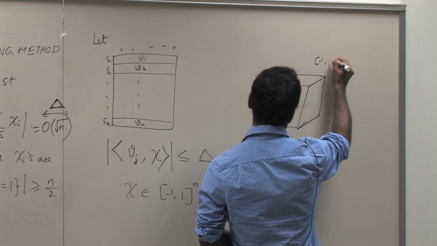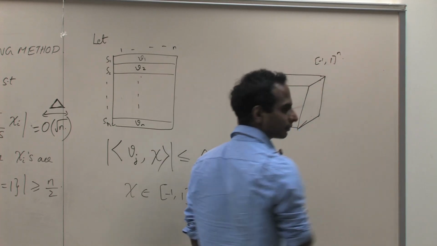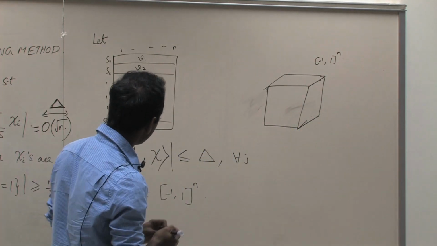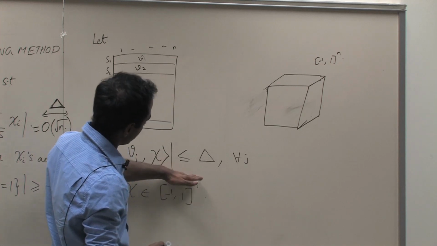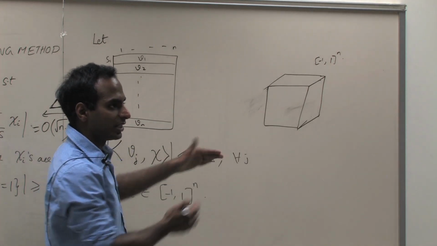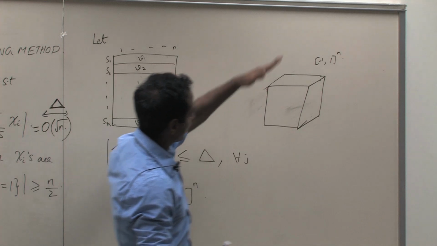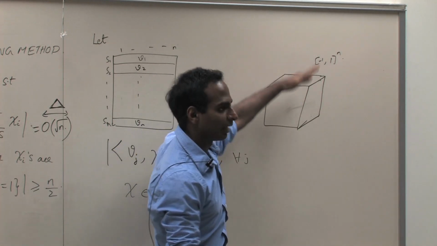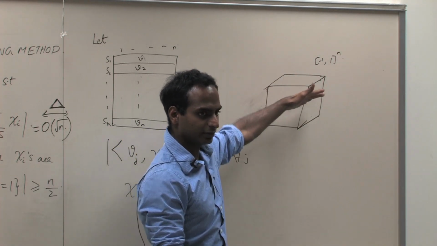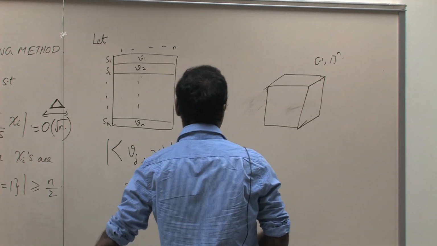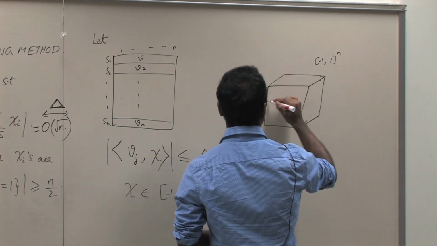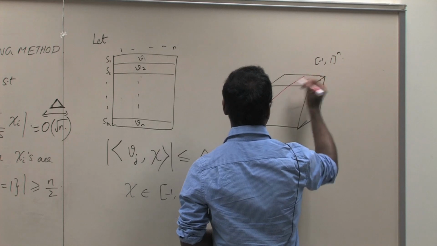Right, so this is the cube [-1, 1]^n, but now I'm adding these constraints. These would be hyperplanes, so I'm slicing off the cube in n dimensions by cuts. Maybe it will look something like this. This is one cut.